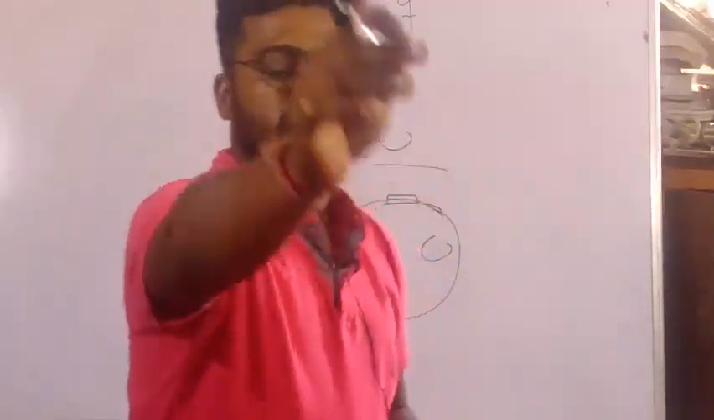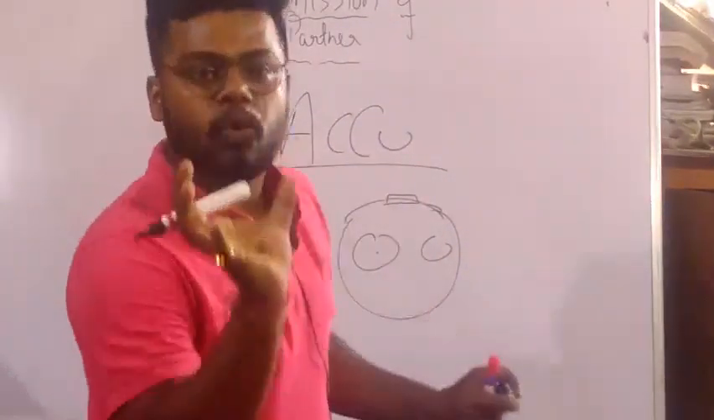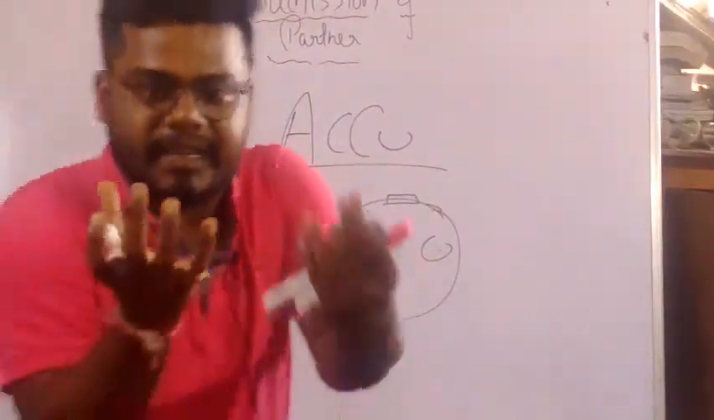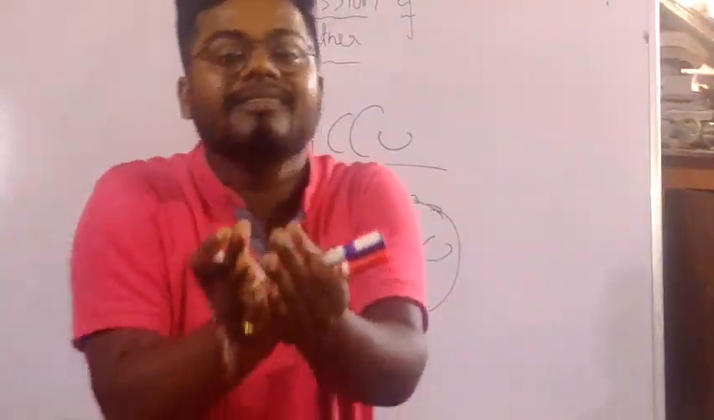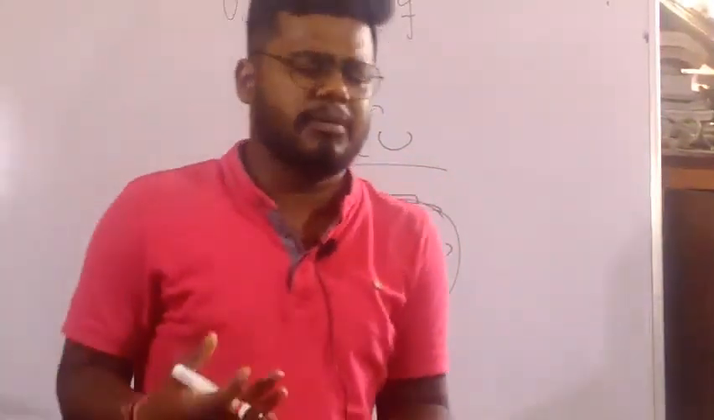I'm going to start with the accumulated profit. Sir, I have written the word accu. What do you mean by accu? Accumulated, that means cumulative. They have deposited a certain amount in the reserve. We call it accumulated profit. It may be general reserve, it may be in any form.